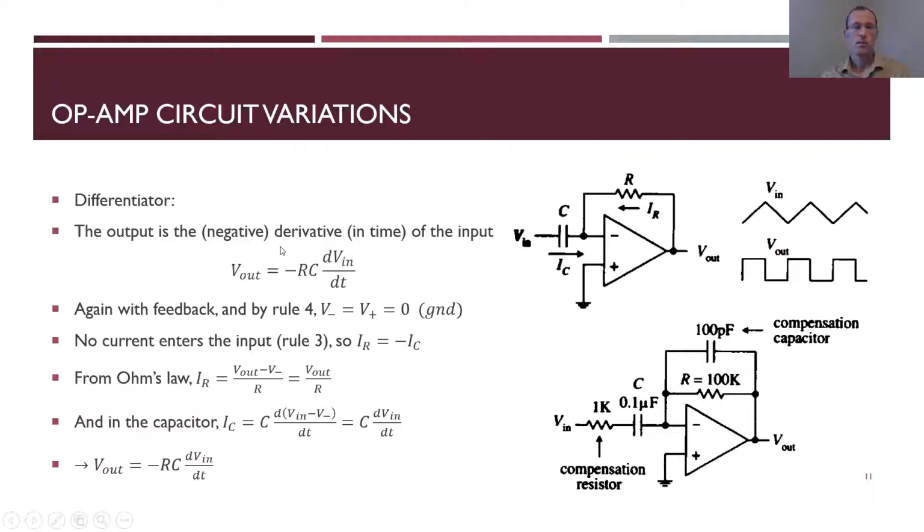Derive that in very similar ways. I have 0 for the ground, that's V plus. V minus and V plus are the same because of negative feedback. No current goes in, so these two currents are the same, technically with a minus sign. And then very similarly, current over the resistor, Kirchhoff's law, current to the capacitor, again Kirchhoff's law with the voltage in the capacitor. V minus is 0 the whole time, so V out is just RC dV in dt, with the minus sign.